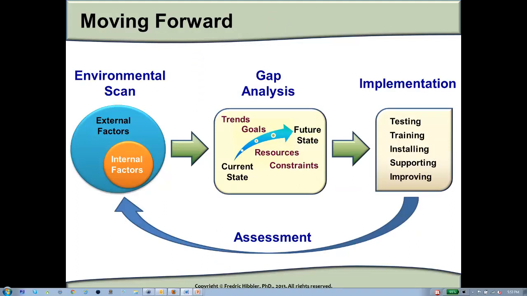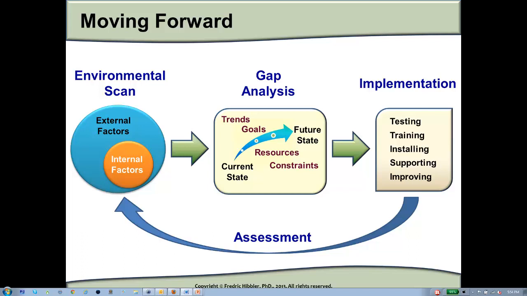For a company to move forward, they first have to assess where they are and define where they want to go. The gap between where they are and where they want to be, their future state, is called the gap analysis. So the first thing a company needs to do in preparing for a technological change is an environmental scan. An environmental scan will determine the external and internal factors that need to be considered as the company moves forward with its change process.